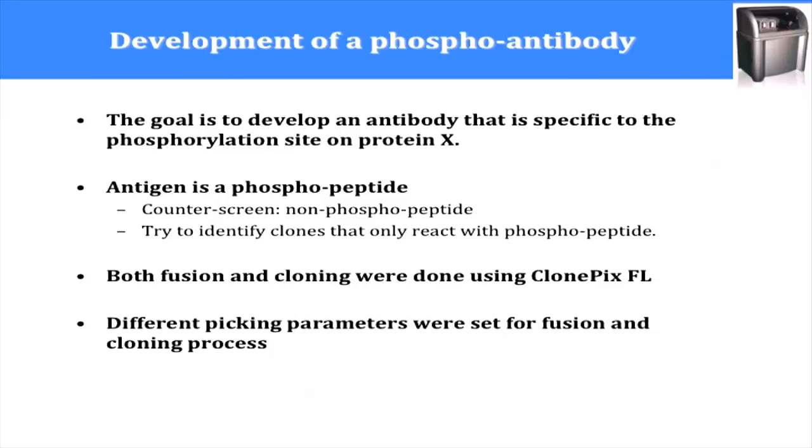Okay, so this is an example of that antibody I was talking about. We were developing this antibody specific to the phosphorylation site on protein X. The antigen is a phosphopeptide, and we're counter-screening on the non-phosphopeptide. Both fusion and cloning were done using the ClonePix-FL, and we set up different parameters for fusion and for cloning.